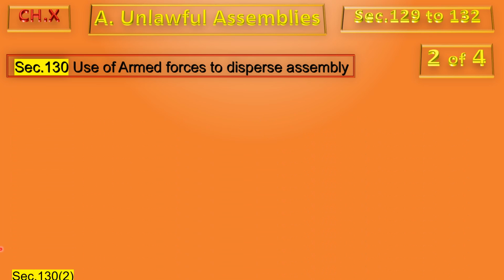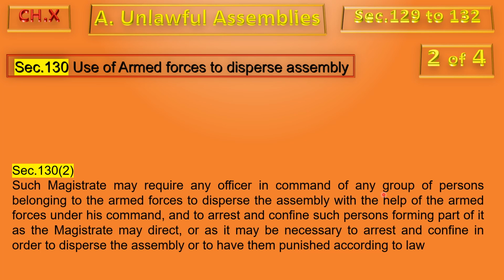It says such magistrate may require any officer in command of any group of persons belonging to the armed forces to disperse the assembly with the help of the armed forces under his command, and to arrest and confine such persons forming part of it as the magistrate may direct, or as it may be necessary to arrest and confine in order to disperse the assembly or to have them punished according to law. So subsection 2 of section 130 gives power to the executive magistrate to command the armed forces to take action accordingly, whether to arrest them, to confine them, or take any other necessary steps.